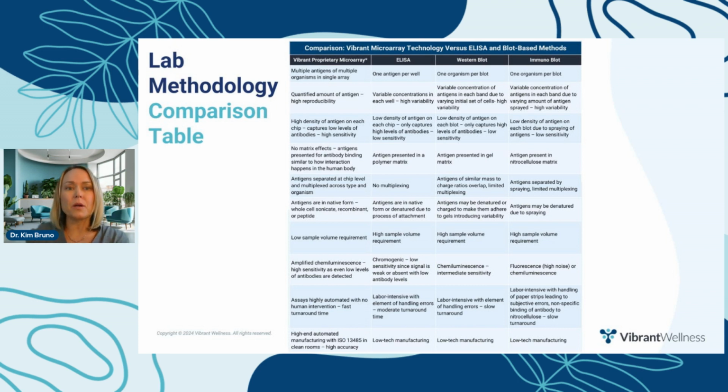Now, the white paper is also in the portal, but this chart is on page 3, this comparison table, and it compares the microchip proprietary array to the ELISA, the Western blot, and the immunoblot, just point by point. This is the first time this has ever been done. It has been asked for years. And so please, have this as part of your white paper that you can go through.